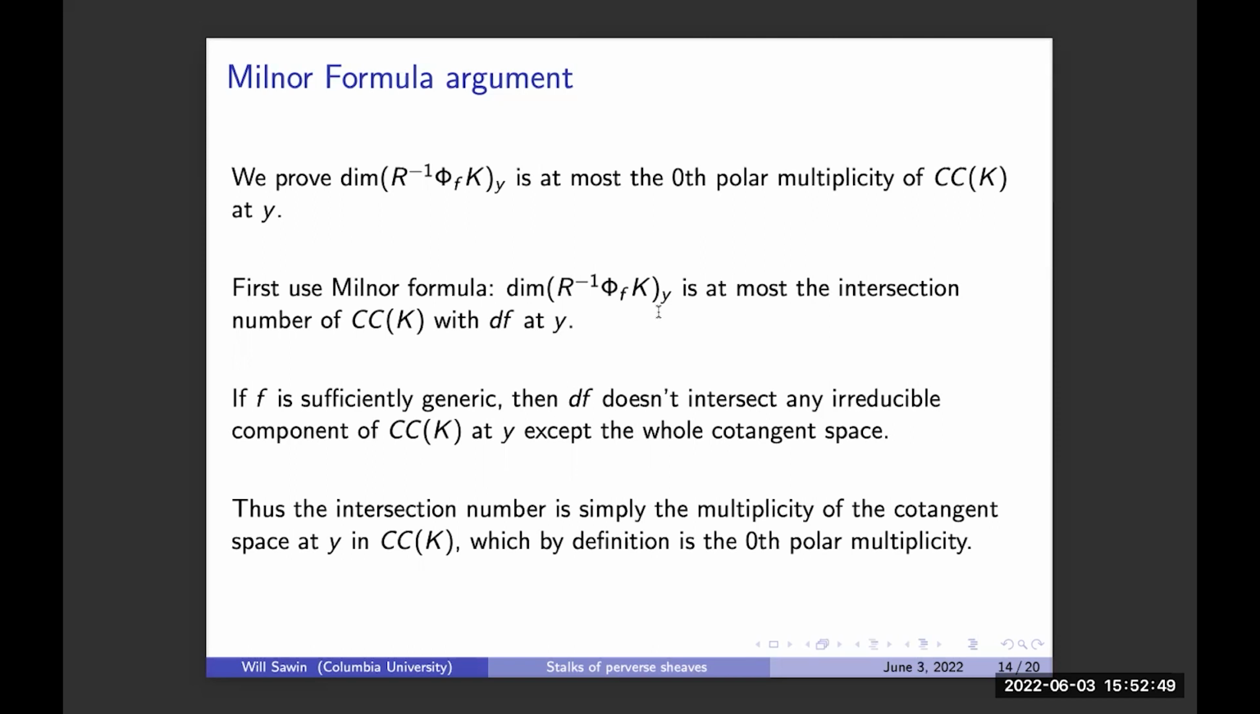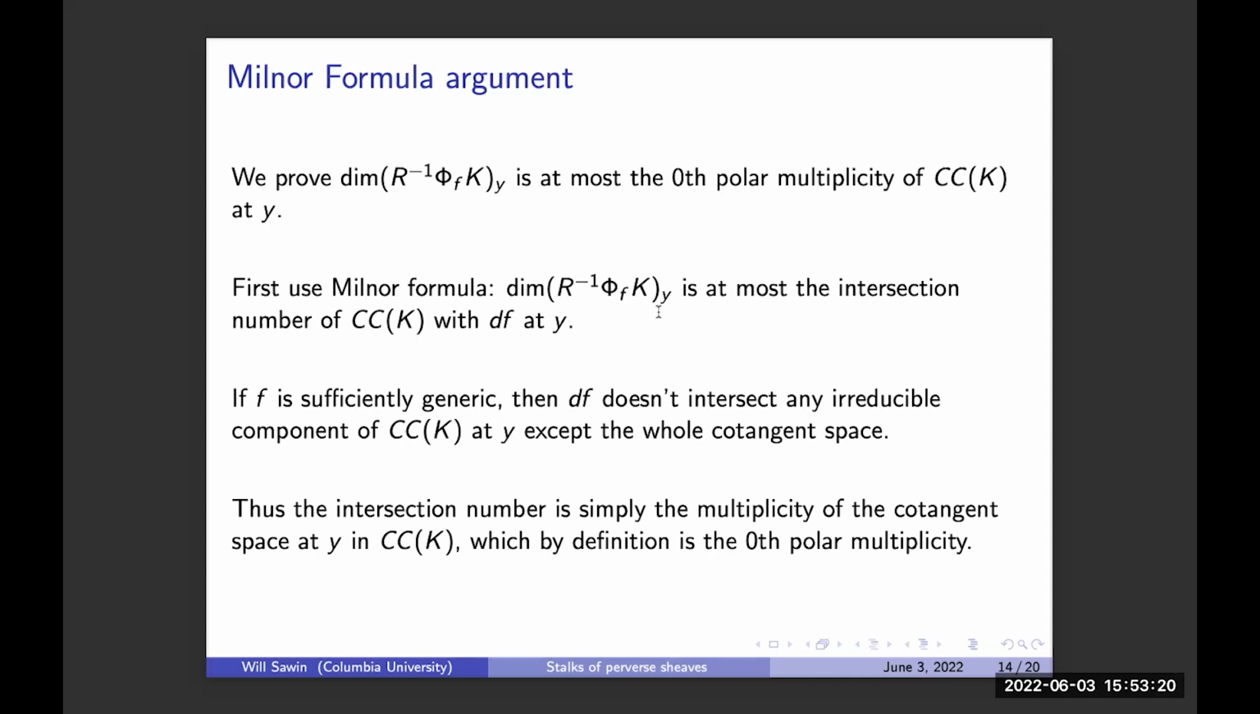And then we're going to choose f generically. So we can use the fact that df is going to be a generic point of the fiber over Y. And being a generic point, it's not going to intersect any subvariety of the fiber except for the whole thing, right? Any finite list of subvarieties except for the whole thing. So any irreducible component of the characteristic cycle which is not equal to the fiber, its intersection with the fiber will have dimension less than n, and so it will not intersect df.